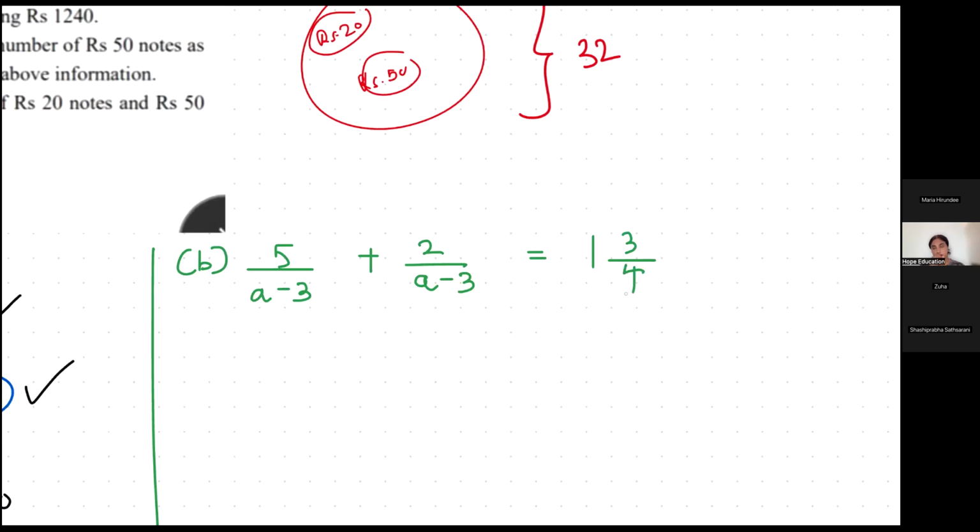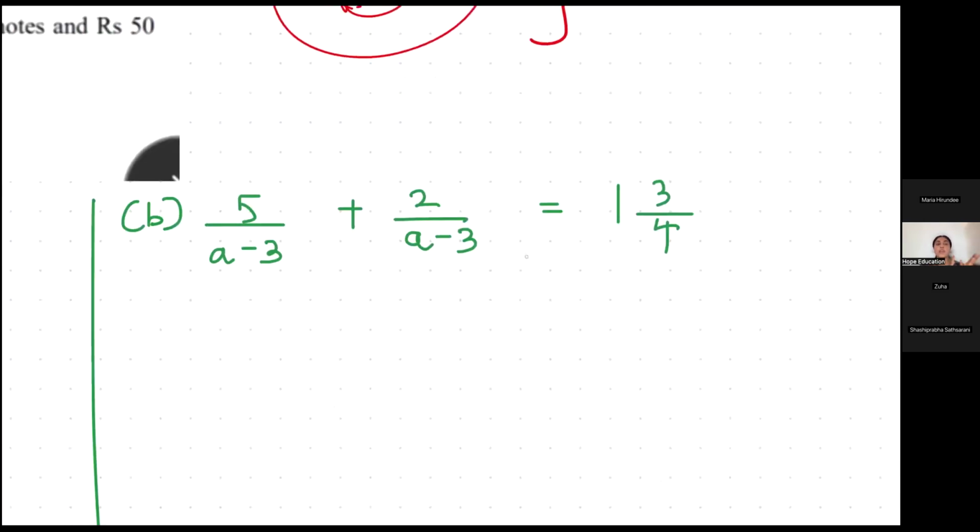Okay. If you look at the left side, we have two fractions. It's hard to work with many fractions, right? So we have to make sure that we reduce the number of fractions as much as possible. The best way to reduce these two fractions is to get the common denominator. There's no extra effort here because see, a minus 3, a minus 3. So it's already the common denominator. So I write a minus 3, which is the common denominator.